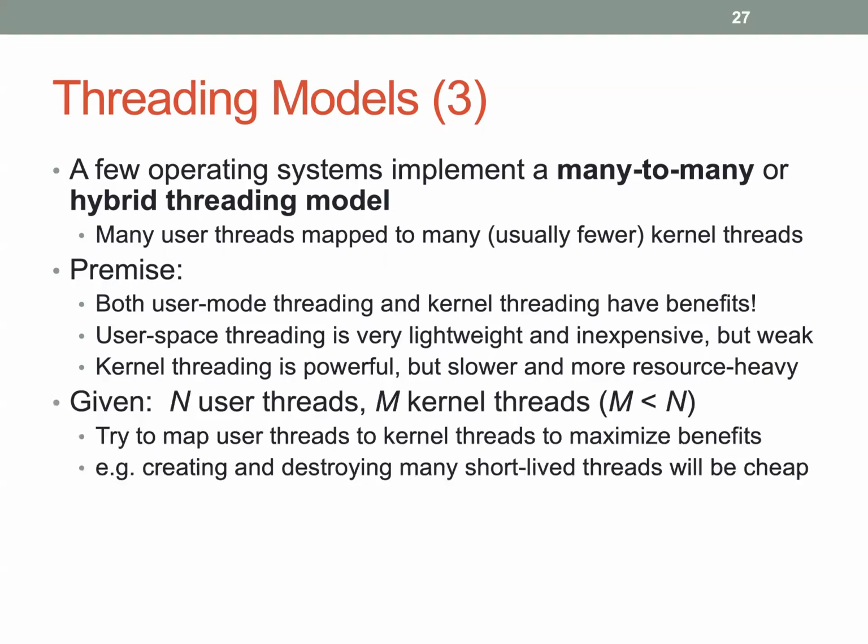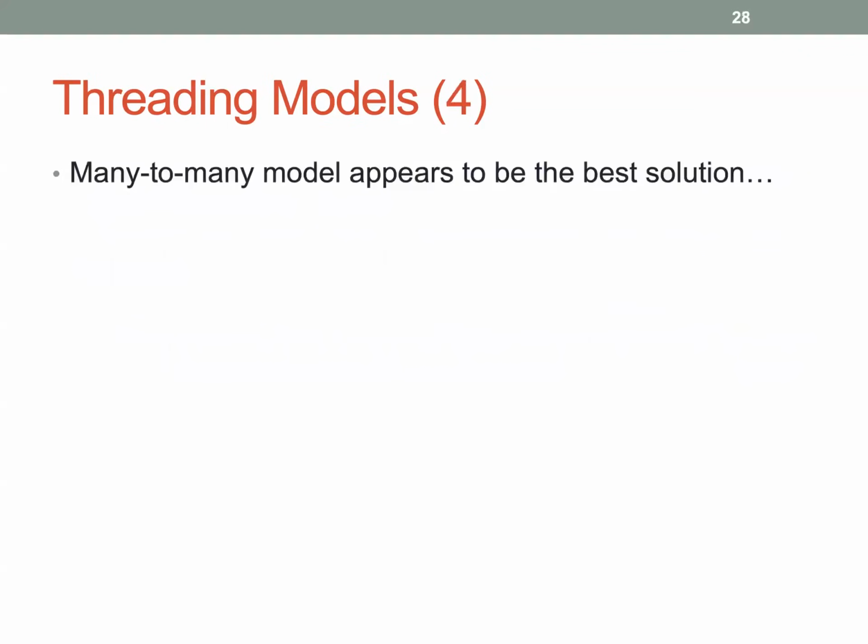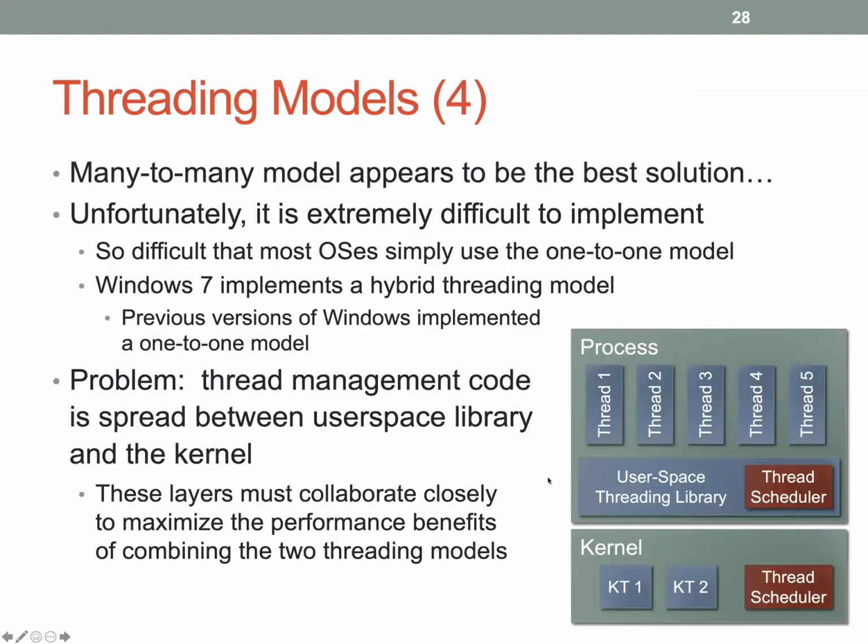Let me go ahead and throw this up here because I just want to show you a picture right here. The challenge that you have with this hybrid model is that the user space threading library has to have a scheduler, and the kernel also has to have a scheduler. And somehow we have to pass information between the two to make sure that both schedulers are making good decisions about mapping user threads to corresponding kernel threads. As the picture indicates, you may have more user threads than you have kernel threads, and you want to make sure that you map things intelligently.